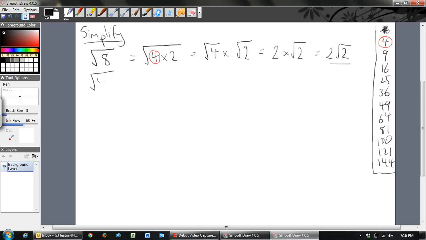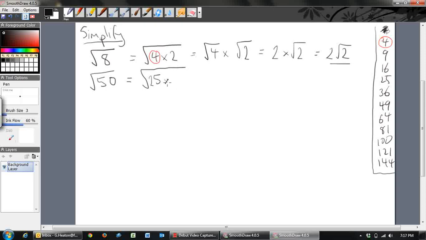Let's have a look at another example. How about square root of 50? Square root of 50. Okay, now let's have a look through this list. Does 4 go into 50? Well, no it doesn't. Does 9 go into 50? No it doesn't. 16? No. 25? Well, yes it does. 25 goes into 50.